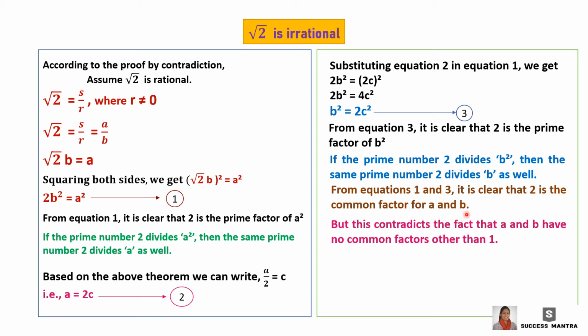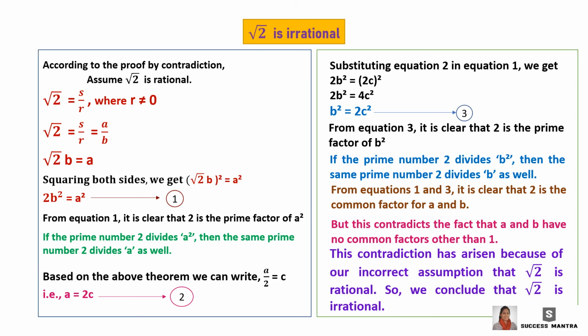Here a and b have 2 as a common factor between them other than 1. So a and b are not co-primes and this common factor 2 is irrational. This is against our assumption that root 2 is rational. So finally we proved that root 2 is irrational.